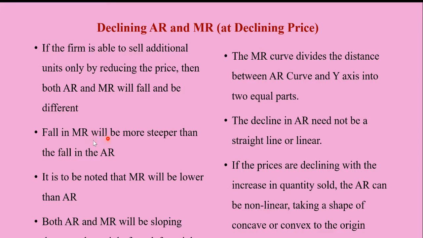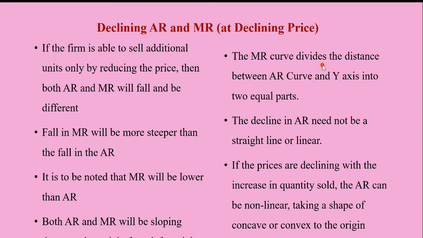The fall in MR will be steeper than the fall in AR. The fall in MR will be more than the fall in AR. So it is noted that MR will be lower than AR because MR falls quickly. Then both the curves, AR and MR, will slope downwards from left to right.